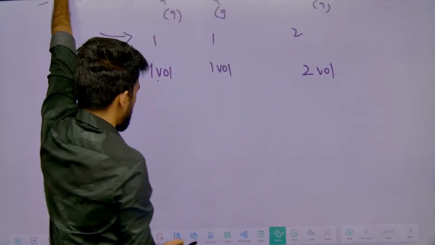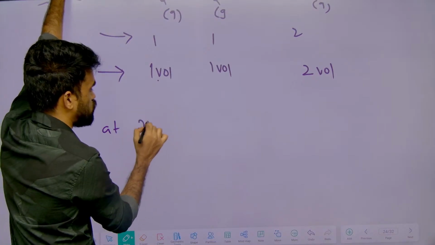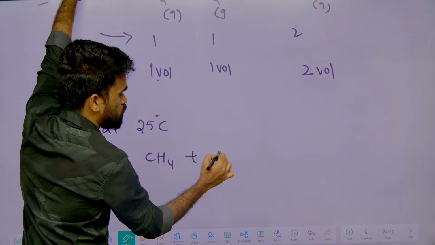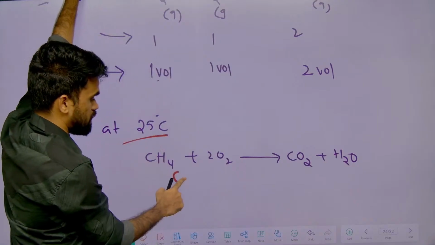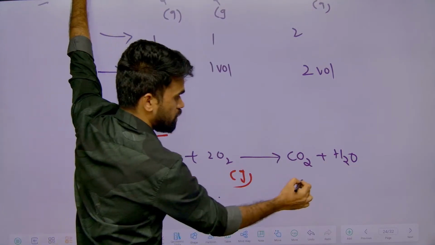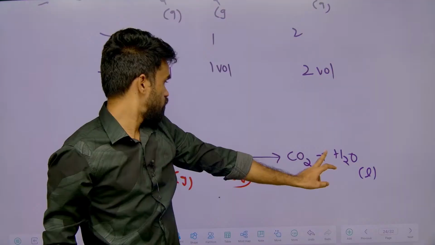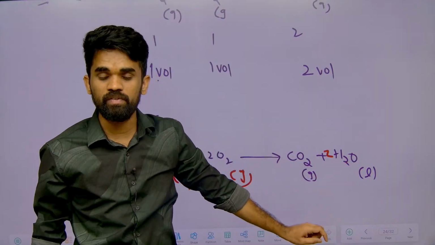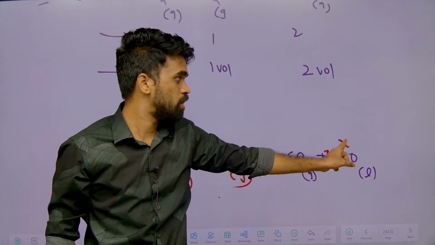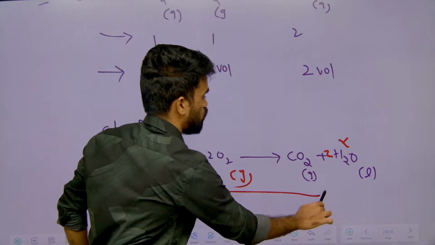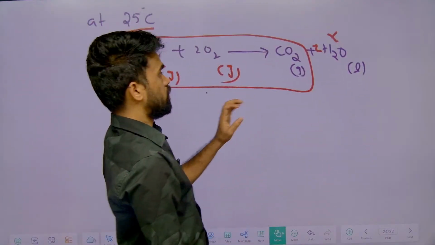For example, I am writing here at room temperature, RT, or they mention it as 25 degrees Celsius, a methane combustion reaction is provided. Okay, so what are you going to say? At room temperature, what is the physical state here? Gas. This one also gas, gas. This one liquid. So I should not say that 2 volumes of H2O are produced. Why should I not say that? Because it is a liquid. For liquids it won't be applicable, only for gases. So you can relate among these 3 only, not that one. Is this clear? Yeah. Done with this also.